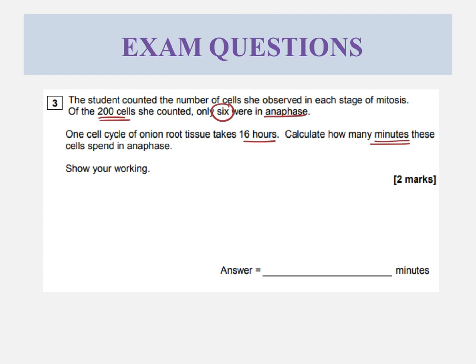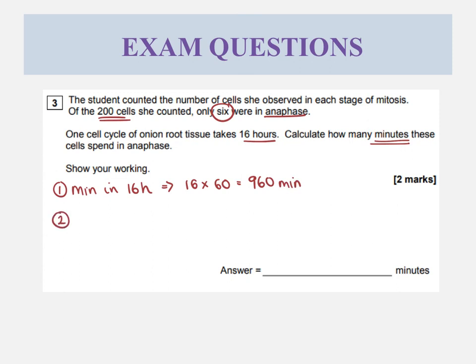Alright, last question. Hopefully this wasn't just staring into the void and hoping for the answer to hit you in the head. We need to figure out what percentage of cells are in anaphase and therefore how many minutes that takes. So the first thing I'm going to do is figure out how many minutes in 16 hours. That's going to be a standard 16 times 60, because we know that there are 60 minutes in an hour, not hours in a minute. So if I put that in, 16 times 60, we have 960 minutes.